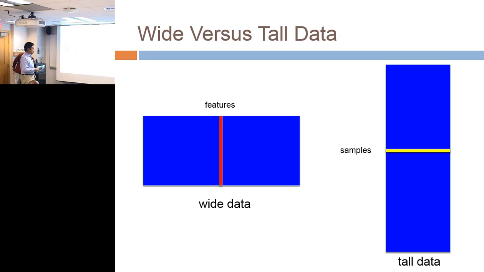In many other applications, such as recommender systems or image classification, we have millions of samples, but the feature dimension is not that high. So for those kinds of applications, the data is a tall matrix.